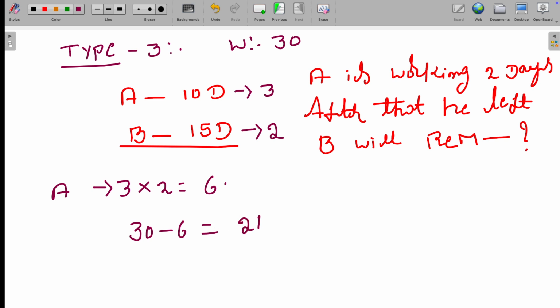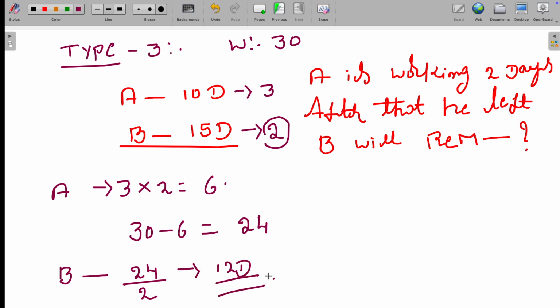24. Now A left the job. Now I will give that job to B. B can do every day how much work? 2 parts. If I give 24 parts to B, every day B can do 2 parts of the work, B will take how many days? 12 days B will take to finish that remaining work. So the remaining work B will take 12 days. That will be the answer. Is it clear?